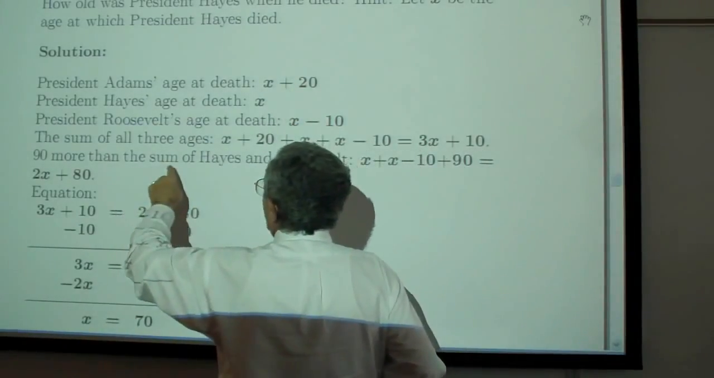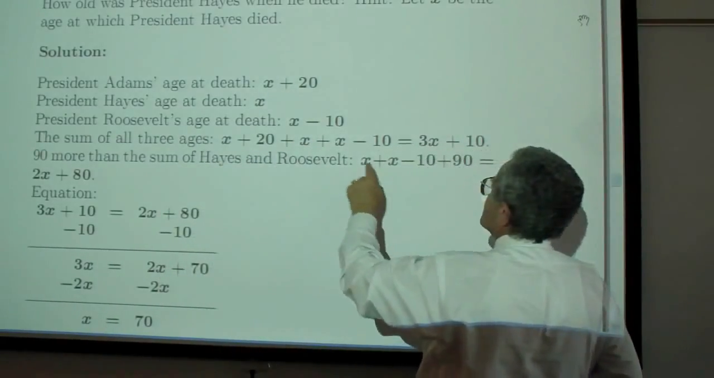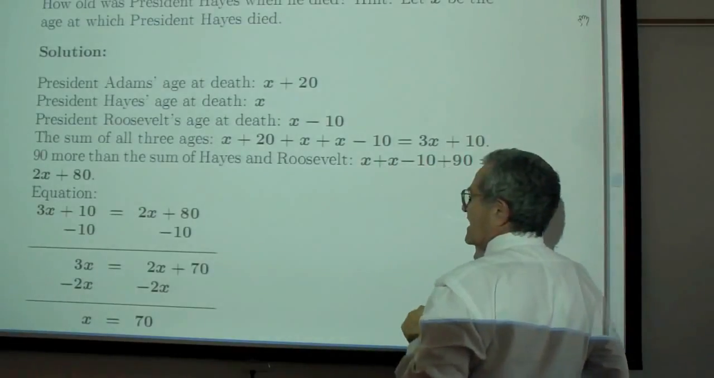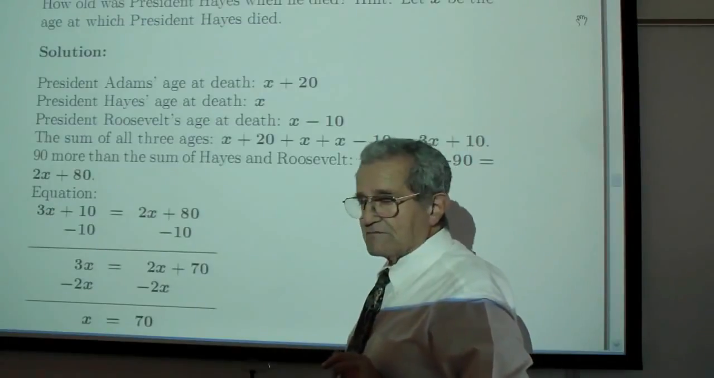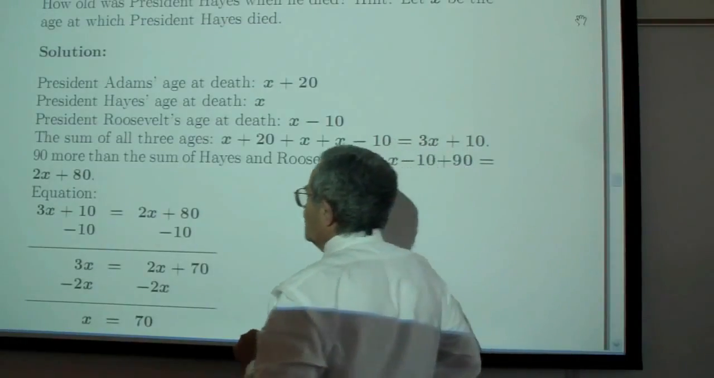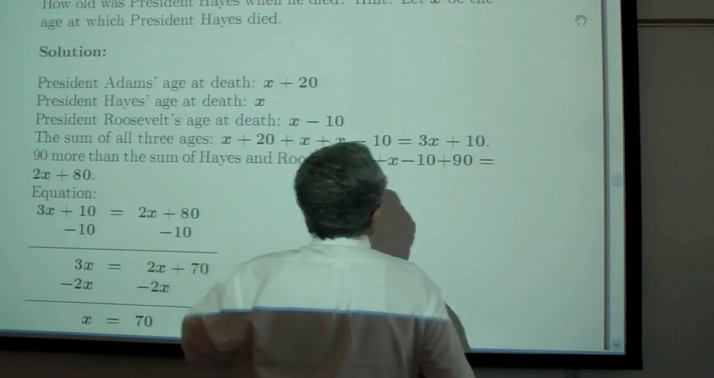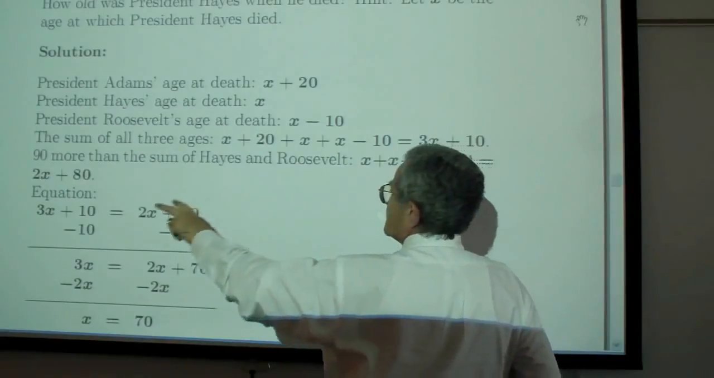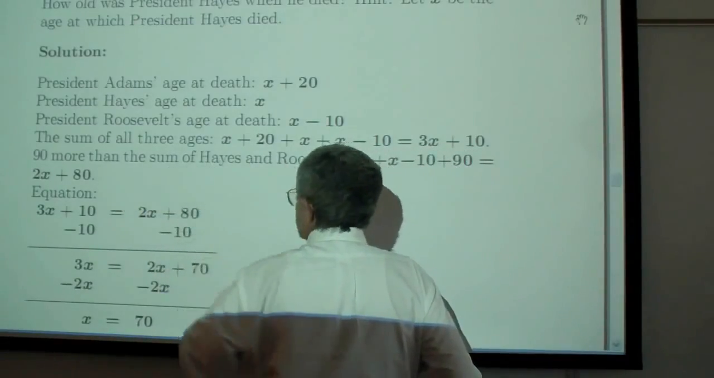Now 90 years more than Hayes and Roosevelt. 90 years more than Hayes and Roosevelt is 2x plus 80. Now I'm ready for my equation, okay? So 3x plus 10 is equal to 2x plus 80. 3x plus 10 was the sum of all three ages, and 2x plus 80 was 90 years more than the sum of Hayes and Roosevelt.